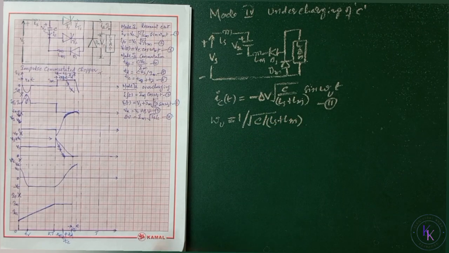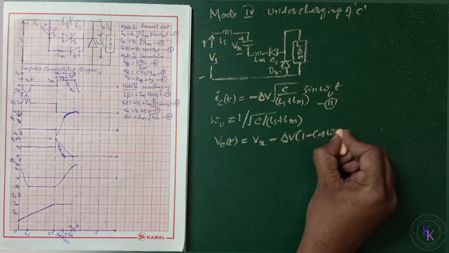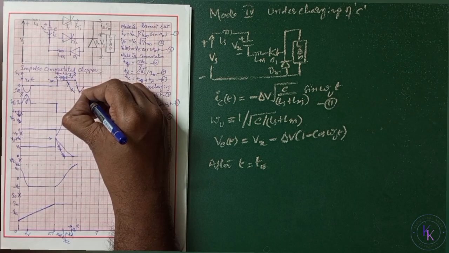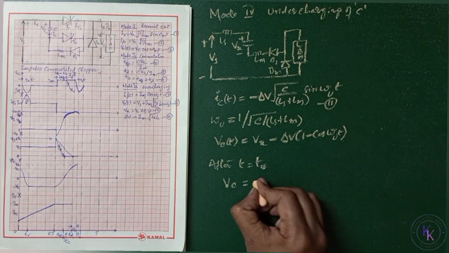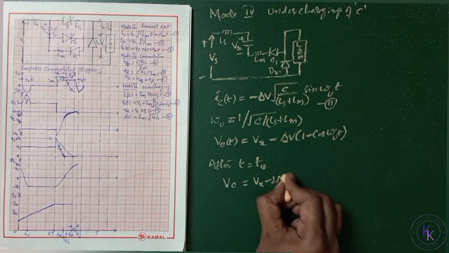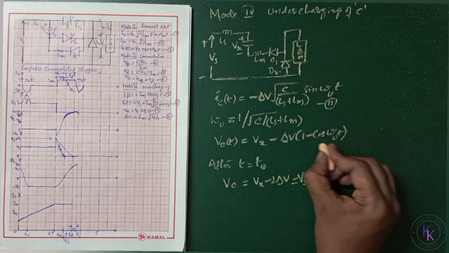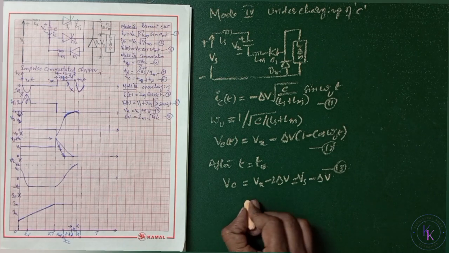The commutation capacitor voltage Vc(t) is given by Vx minus ΔV times (1 minus cos(ωu t)). After t equals Tu, the undercharging current becomes 0. This is the Tu period, in between these two, and diode D1 stops conducting. Now the available commutation voltage of the capacitor Vc equals Vx minus 2ΔV, which equals Vs minus ΔV. Let this be equation 12. Then this is 13. If there is no overcharging, there will not be any undercharging.